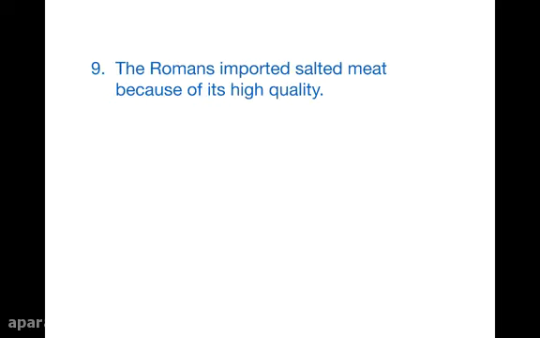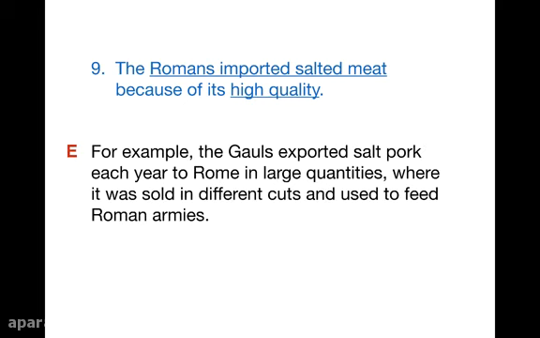Last question, number 9. The Romans imported salted meat because of its high quality. If we carry on reading and get to paragraph E, for example, the Gauls exported salt pork each year to Rome in large quantities, where it was sold in different cuts and used to feed Roman armies. We've got the Gauls exported salt pork each year to Rome. So that means the Romans did import salted meat, salt pork.